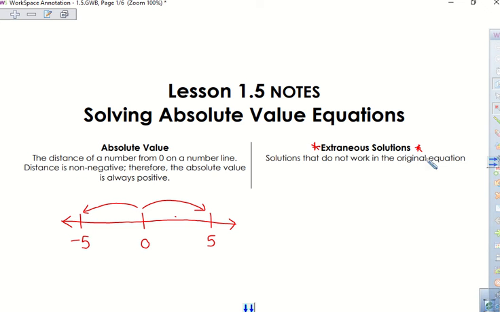And then another vocabulary word you need to know is extraneous solutions. An extraneous solution is basically when you go to solve an equation, and the answer does not come out to an answer that you can plug back into the equation that works, okay? So it basically is rejected as it doesn't work out in the end. All right, so we'll talk about how we can evaluate those.